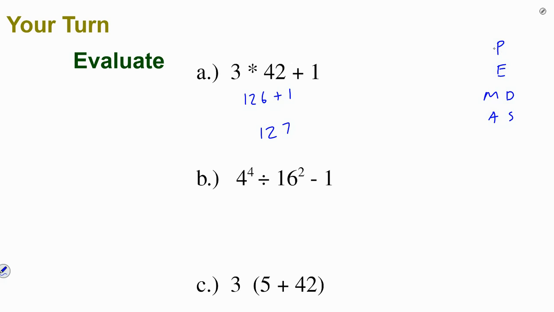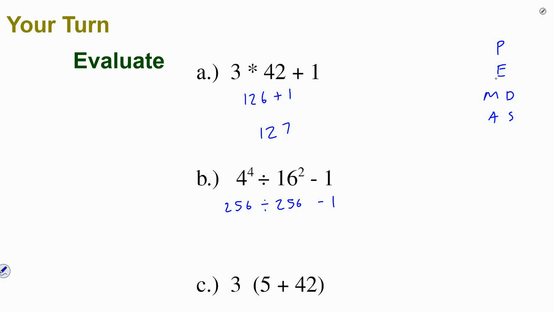So I start with parentheses. Well, I don't have any parentheses, so I go straight to exponents. So I have 2 exponents here. So 4 to the 4th power. That is 4 times 4 times 4 times 4, which is 256, divided by 16 squared. So 16 times 16, which is also 256.